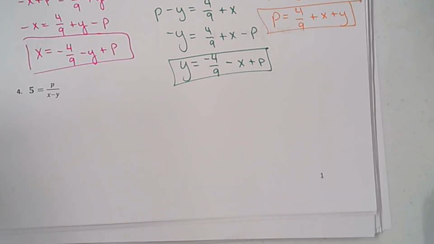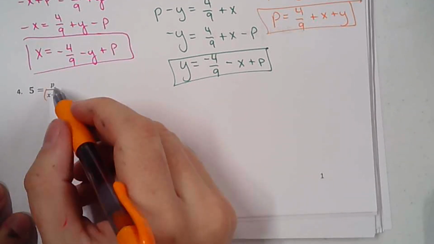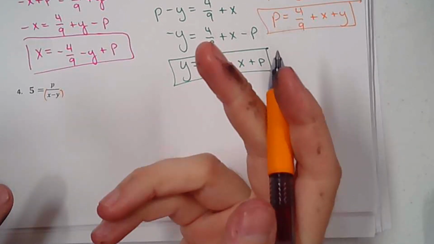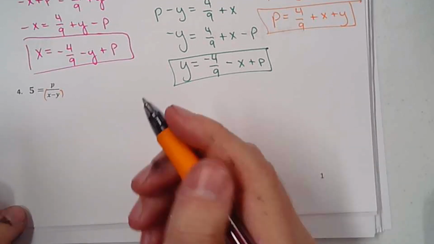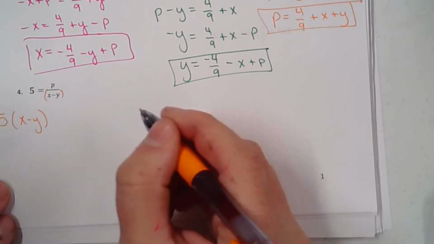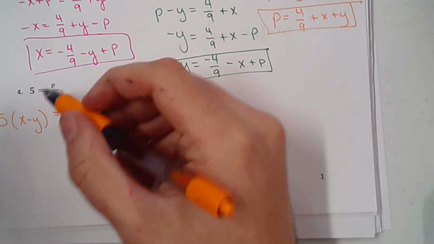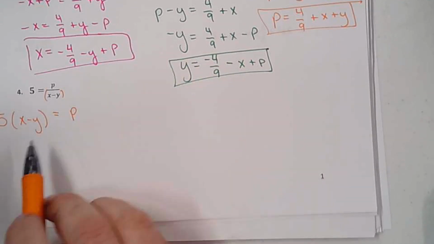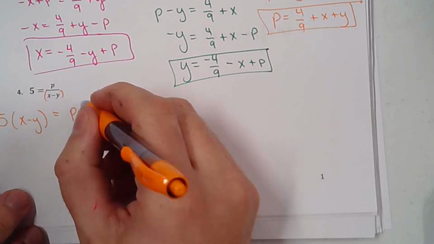X minus y is one idea, okay? So we're going to move it all over at once in parentheses. So kind of like this, right? If that was p divided by 2, wouldn't you multiply by 2 to both sides? Right? So instead of multiplying by 2, we're going to multiply by x minus y. So it's 5 times x minus y equals p. You see how once we were dividing by x minus y, now we're multiplying by x minus y? Okay? We moved it. So p is on its own.